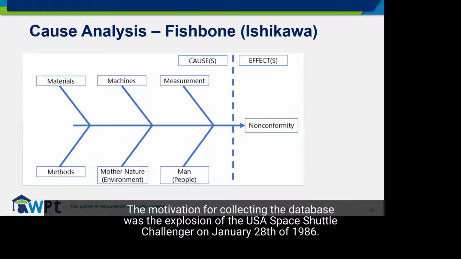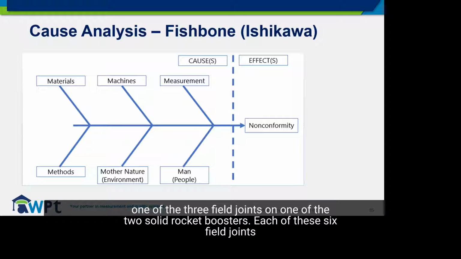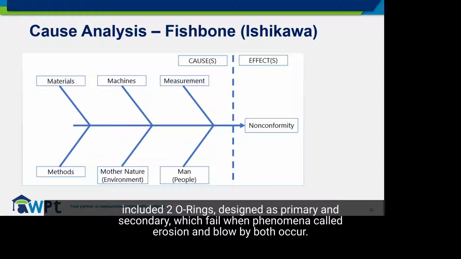The motivation for collecting this database was the explosion of the USA Space Shuttle Challenger on January 28th of 1986. An investigation ensued to the reliability of the shuttle's propulsion system. The explosion was eventually traced to the failure of one of the 3 field joints on one of the 2 solid rocket boosters. Each of these 6 field joints, including 2 O-rings designed as primary and secondary, which fail when phenomena called erosion and blow-by both occur.